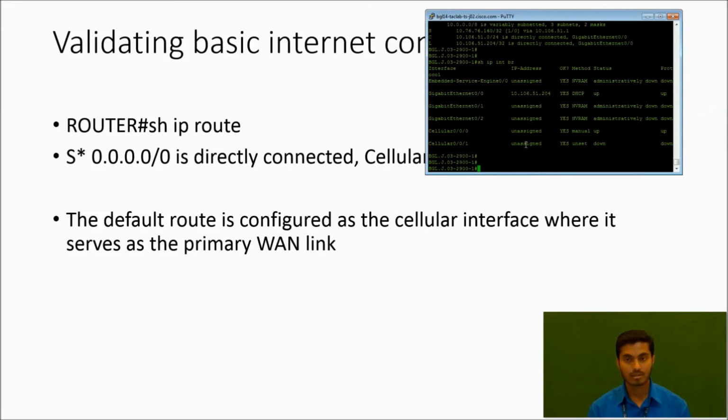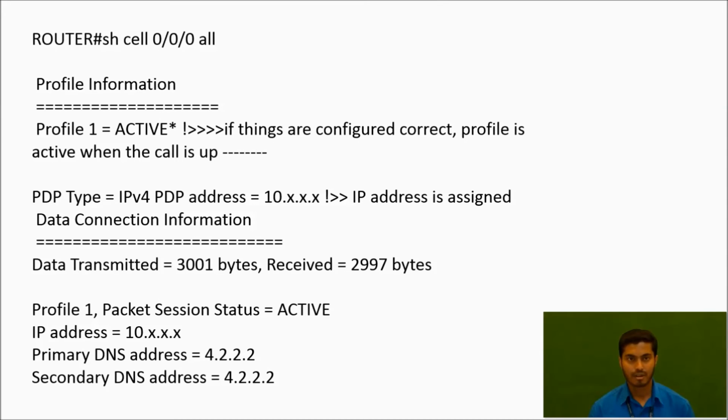The reason is simple. There is no traffic passed over the cellular interface, and once the traffic is passed, or once it triggers the dial, only then will it communicate with the ISP and negotiate an IP address with the service provider. So once the configurations are in place, we should see the profile active. The profile one is active, and then it should have an IP address assigned dynamically by the service provider. Let's quickly go ahead and check on the device.